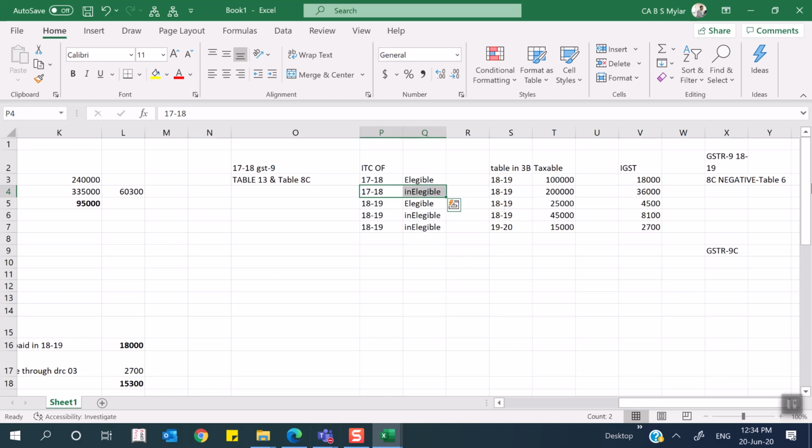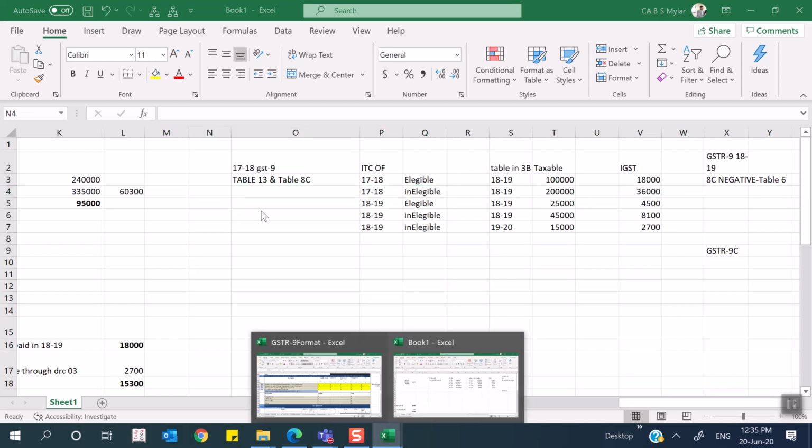Sir, I have a small doubt, sir. In 1718 audit, why we show in table 13, sir? No, eligible. Previous question. In we don't show in table 13.